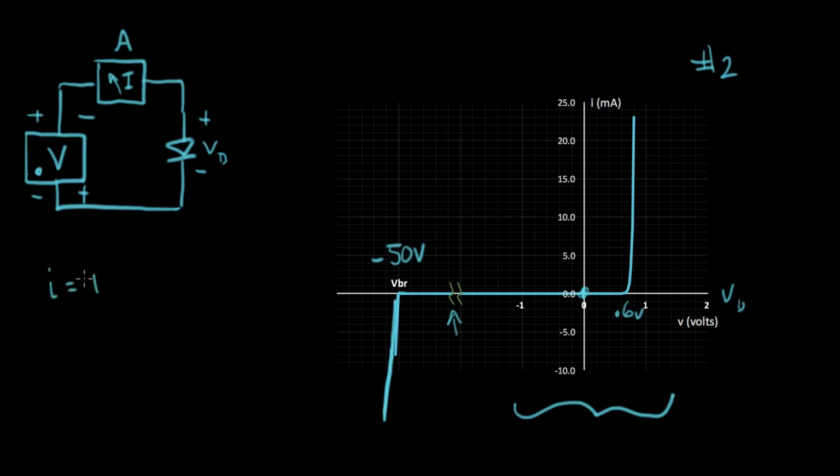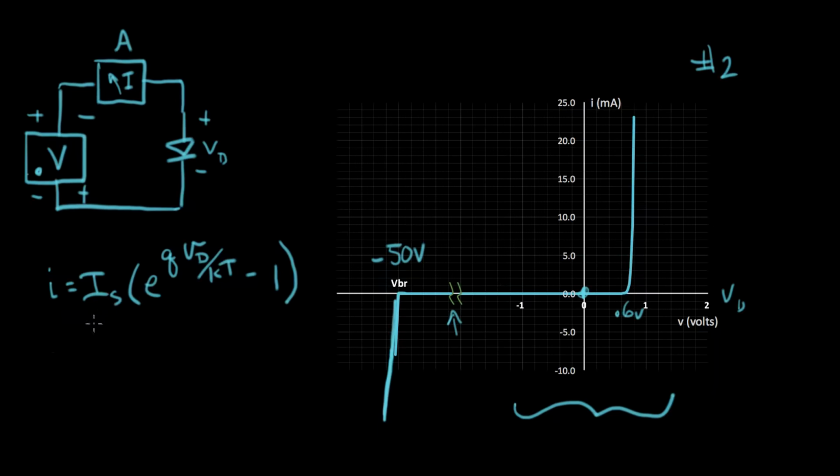I equals IS, this is a current, times e to the Q, that's the charge on an electron, times V on the diode, that's the voltage on the diode, divided by kT, minus 1. k is Boltzmann's constant, and T is the temperature of the device measured in Kelvin. So this equation actually fits this part of this curve for a real diode. It's a fitting curve.